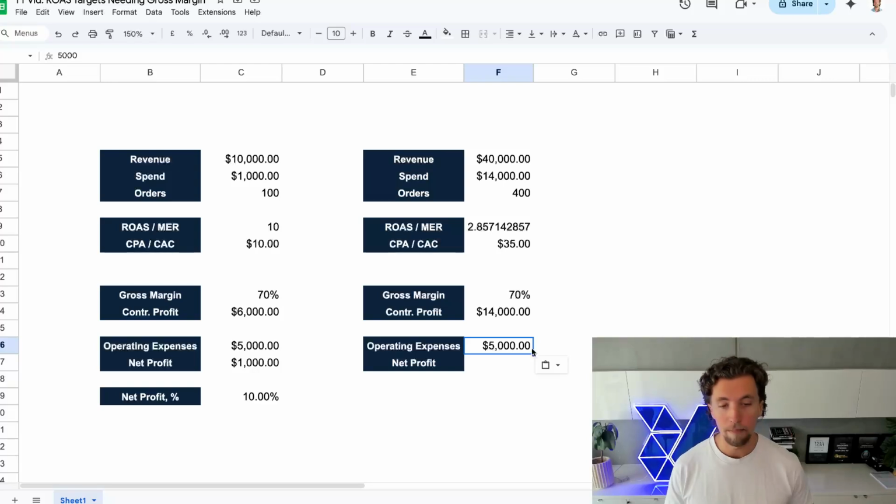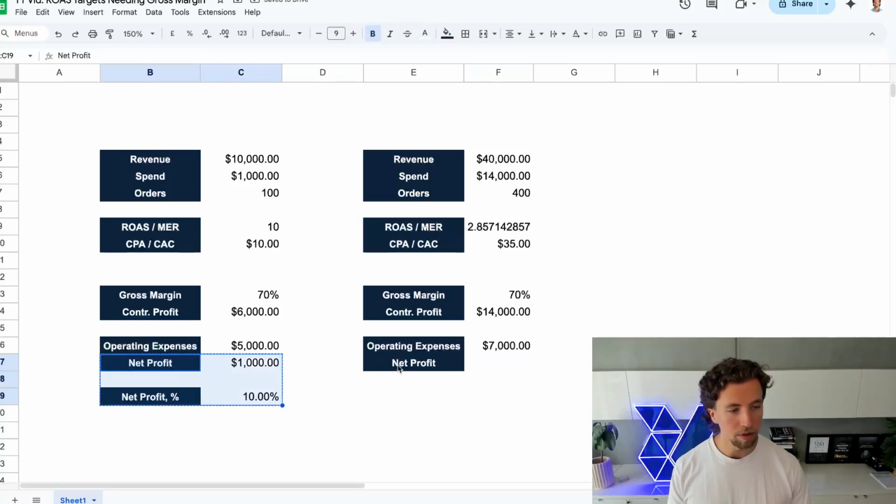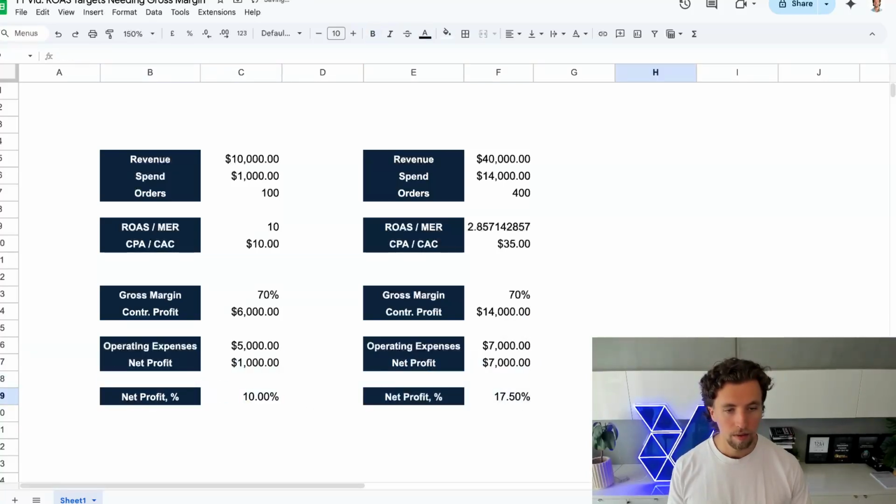Absolutely, you shouldn't. Maybe you have a VA offshore that's helping you with customer support. Your software cost might go up a tiny bit. There might be some other miscellaneous costs that increase a little bit, but it really shouldn't increase much. So let's say maybe you increase to $6,000 or $7,000, worst case scenario. And then we recalculate net profit and net profit percentage. You now go up to $7,000.